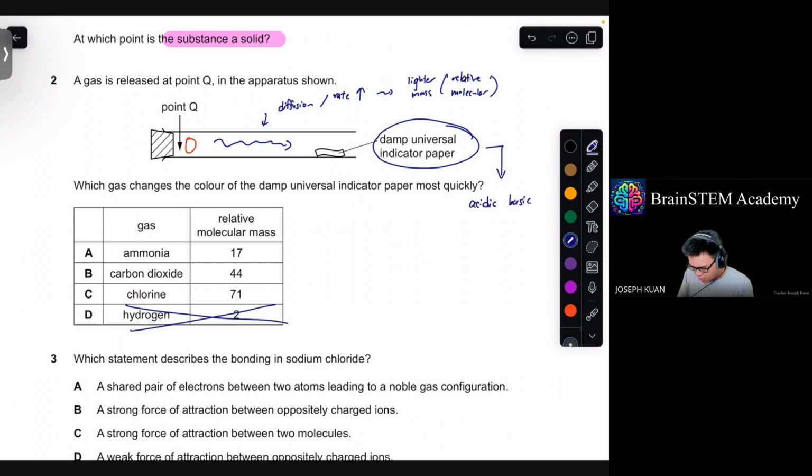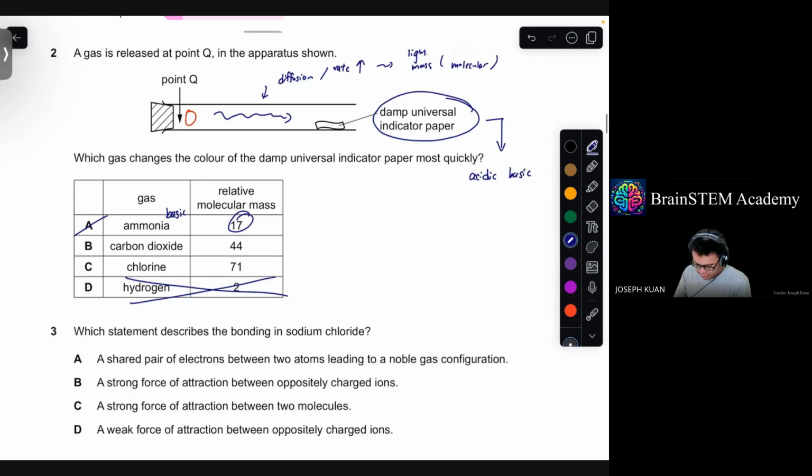So it's either of the above 3. Ammonia is basic. Carbon dioxide is weakly acidic. And then chlorine is more of an acidic gas. So the most likely answer is actually A, ammonia. Right, it has the lightest mass and then it's a basic gas. So the answer is A. Moving on to the next question.